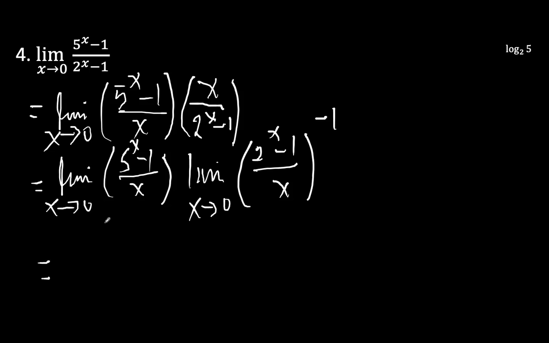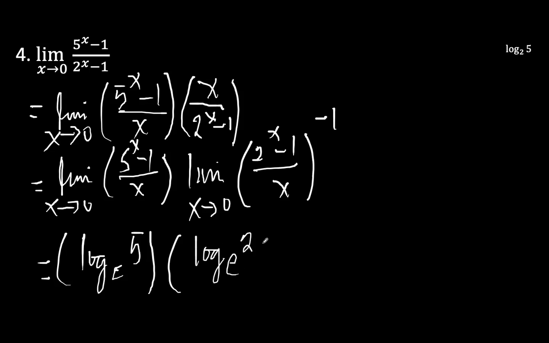Okay, so let's take the limit for each factor. So this one is equal to the logarithm of 5 base e times, in the given expression, 2 raised to x minus 1 all over x raised to -1, we can take the limit of the inner expression. Okay, so let's take the limit. The limit of 2 raised to x minus 1 all over x as x approaches 0 is equal to the logarithm of 2 base e raised to -1, right?